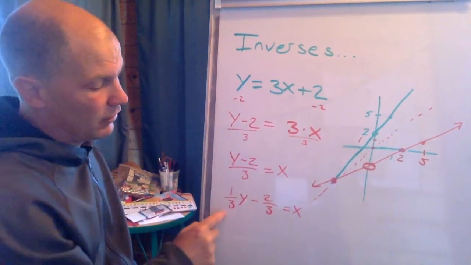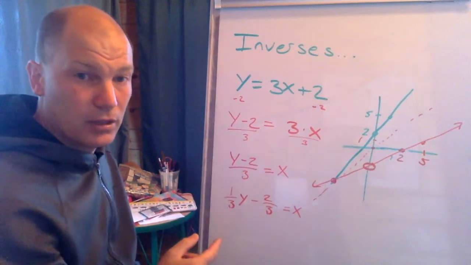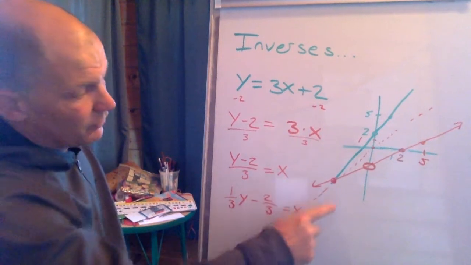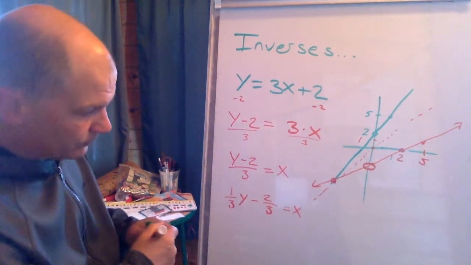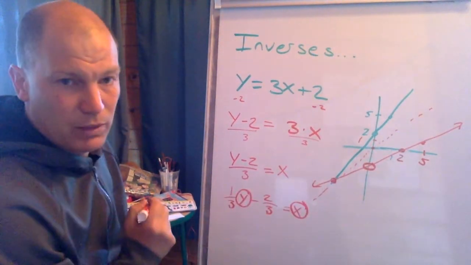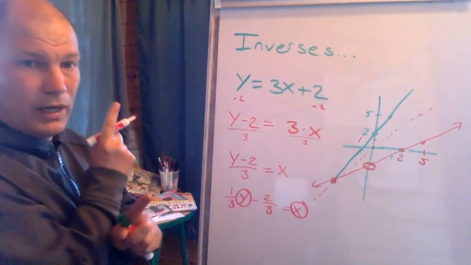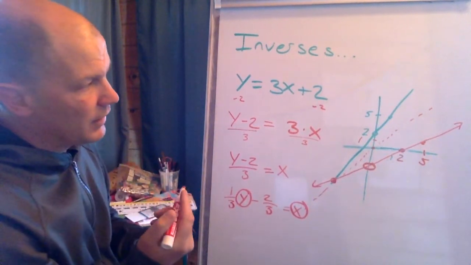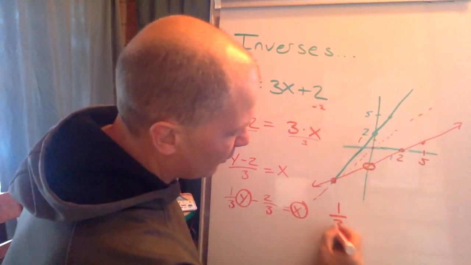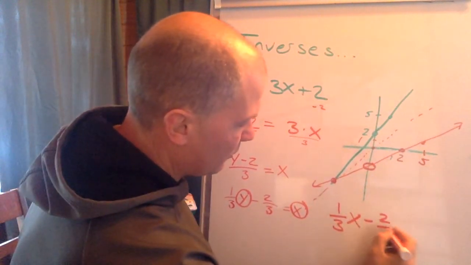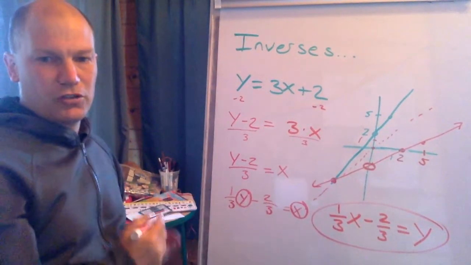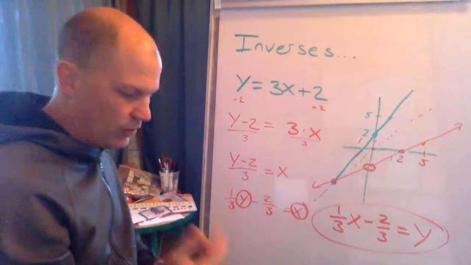You'll also notice that the slope will always be the reciprocal when we start talking about inverses. So this is my inverse function. And the way we write it, the last step is we just have to swap out the x's and the y's. Once we swap the x's and the y's out, then we're all set. So the function 1/3 x minus 2/3 is y is the inverse of that function. Okay, they are inverses of each other now.